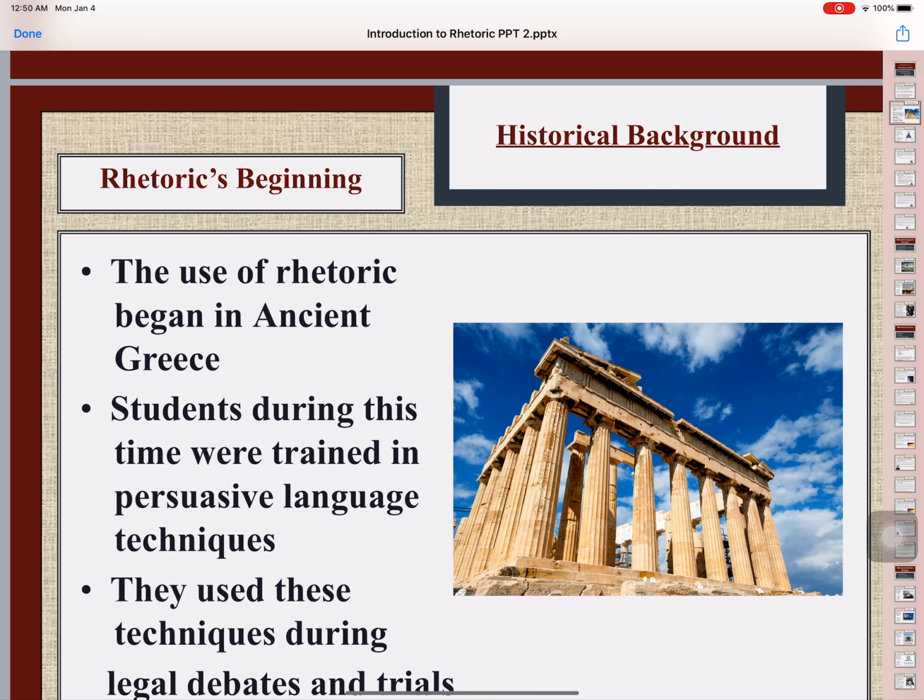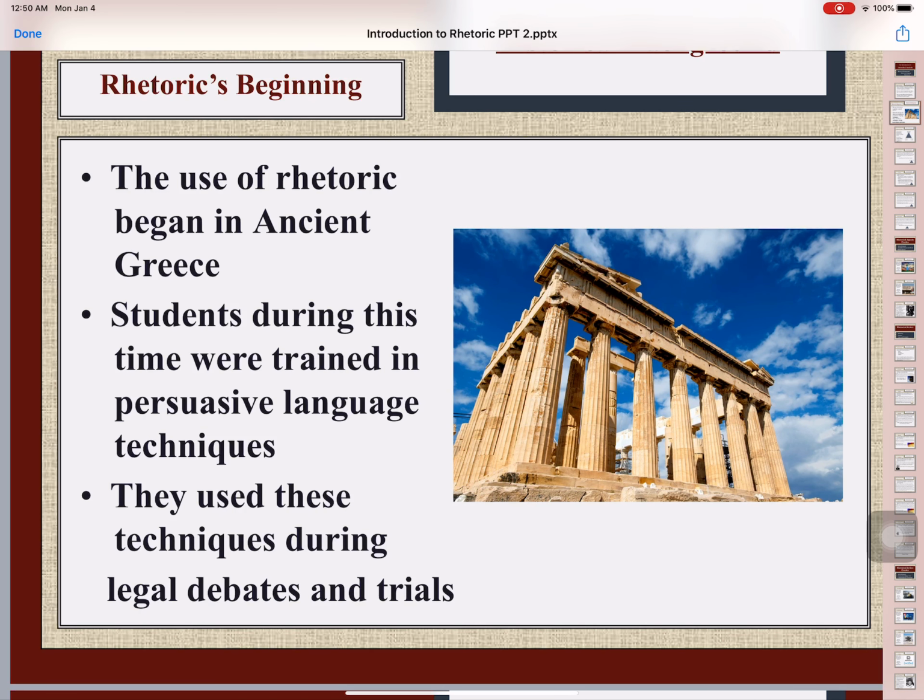Moving on, rhetoric's beginning. The use of rhetoric began in ancient Greece. Students during this time were trained in persuasive language techniques. They used these techniques during legal debates and trials. That was number 3 under rhetoric's beginning, right? Ancient Greece was 1 under rhetoric's beginning. And wouldn't you like to be persuasive in your lives? Wouldn't you like to win arguments? Wouldn't you like to have influence? Well, listen up. So let's look at the rhetorical triangle.